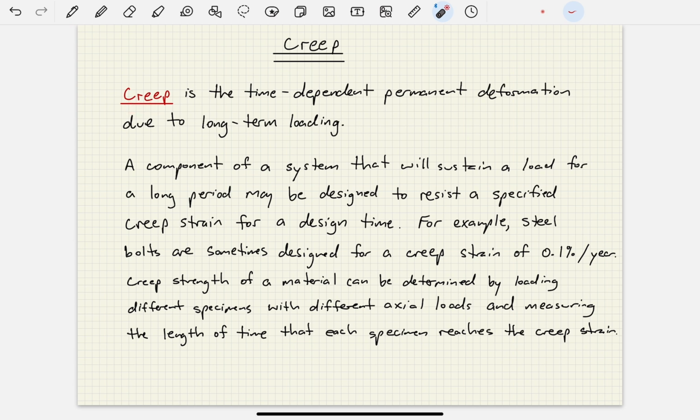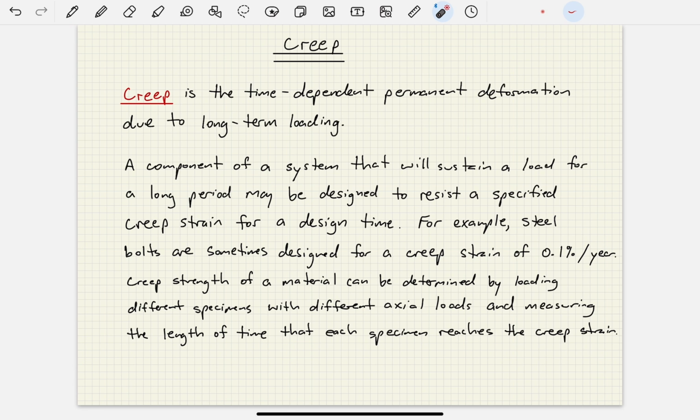So creep is the time-dependent permanent deformation due to long-term loading. Now, the key phrase in this first sentence is time dependent. So far in our study of material behavior and mechanics of materials, we have not really talked about the time dependency of the material behavior and the development of material properties. We have really just talked about you apply a load, or maybe you change the applied load, or you take the applied load off, but we've not actually talked about the time essence of how long a load would be present on a specimen or in a system before it starts changing the behavior over a certain amount of time.